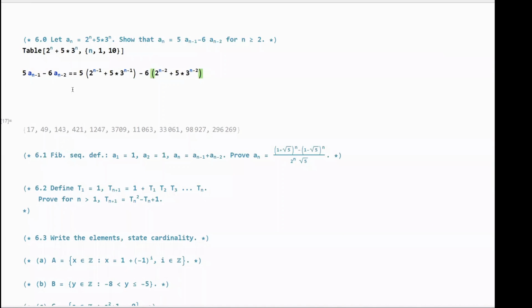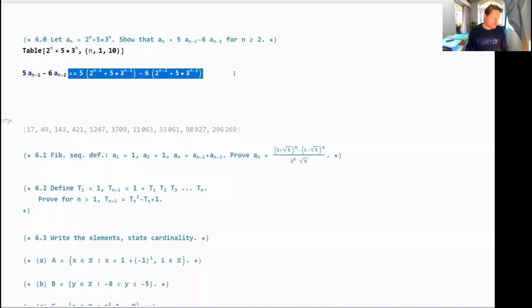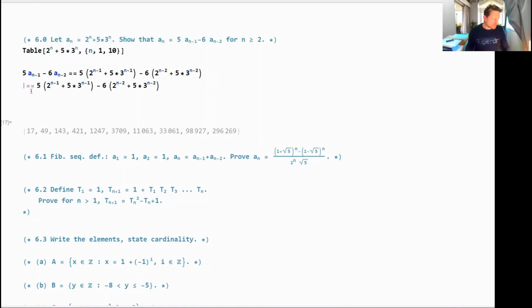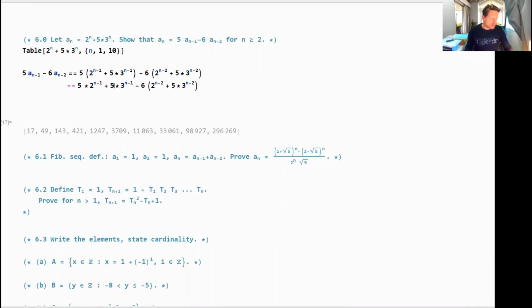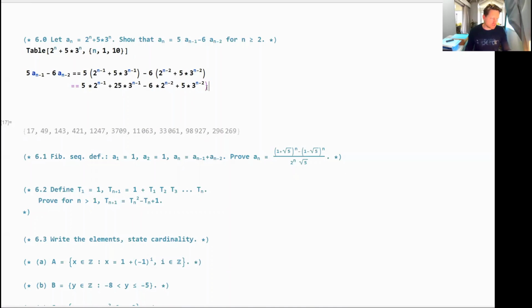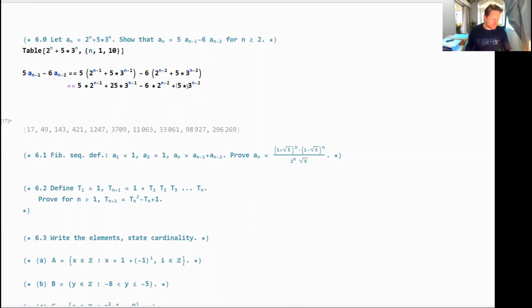Well, we might want to collect like terms first. So we'll take this line and distribute the 5 over. That will be 5 times 2 to the n minus 1, and then here we'll have 5 times 5 is 25. Now we do the same with the 6 over here, so this will be 6 times 2 to the n minus 2, and then minus 6 times 5.